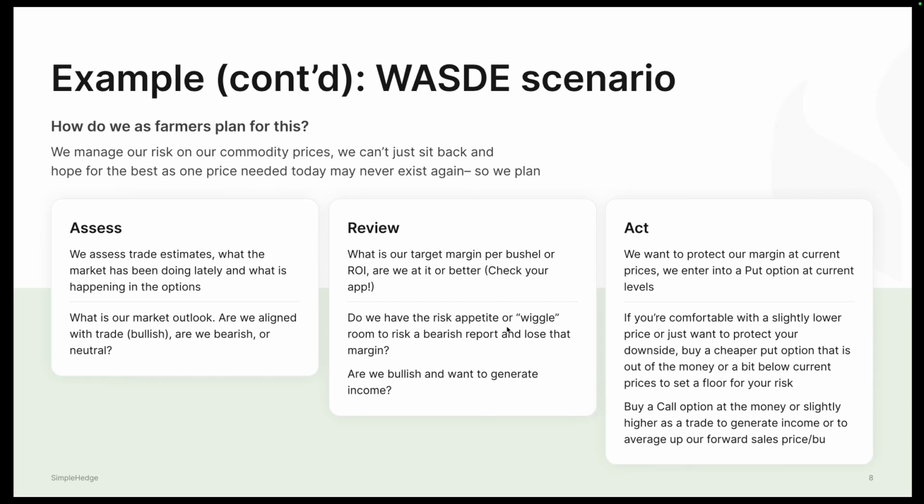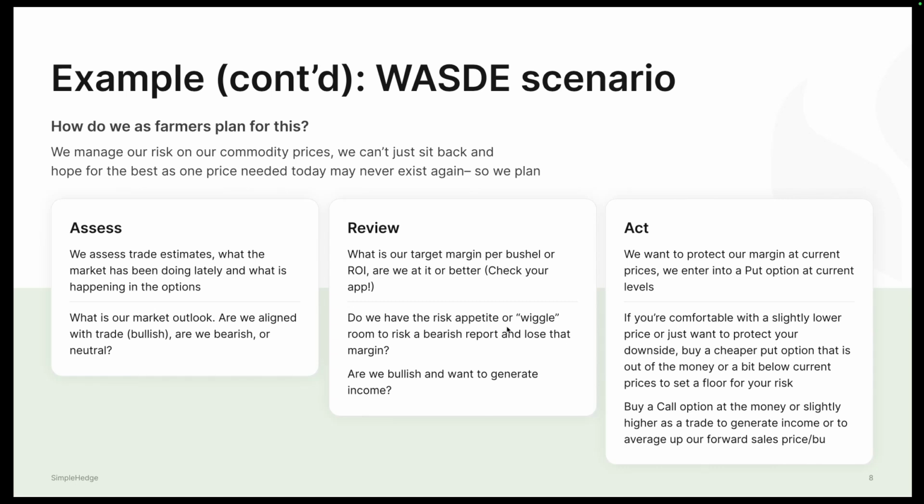Then what we really want to do is review. What is our target margin per bushel, or what return on investment are we expecting? Do we want what it currently is at? Are we looking for better? Anything like that. Check your SimpleHedge app. Your SimpleHedge app will provide you what your return on investment is at certain prices and how you can lock that in.